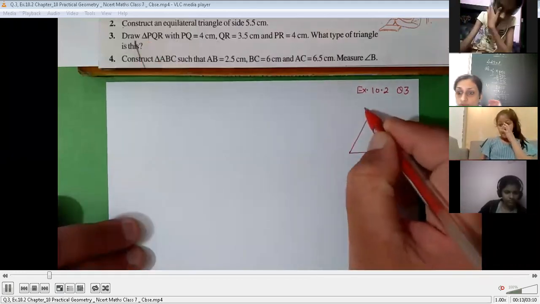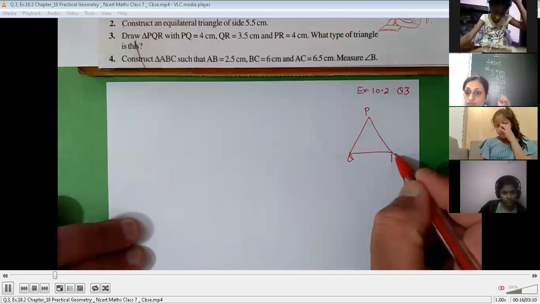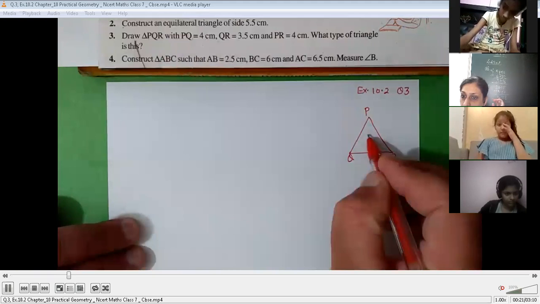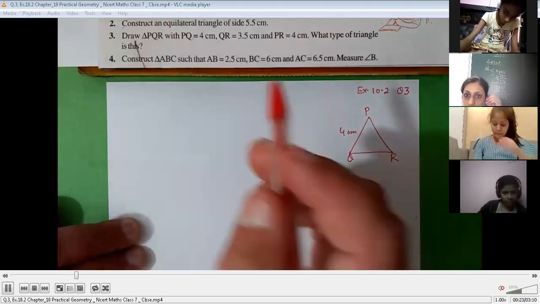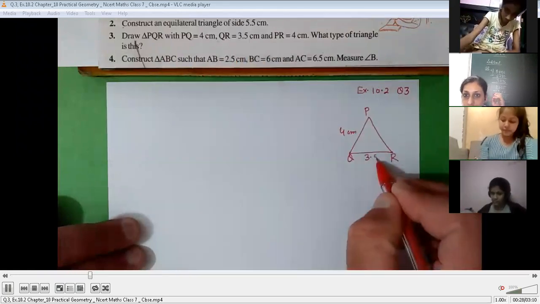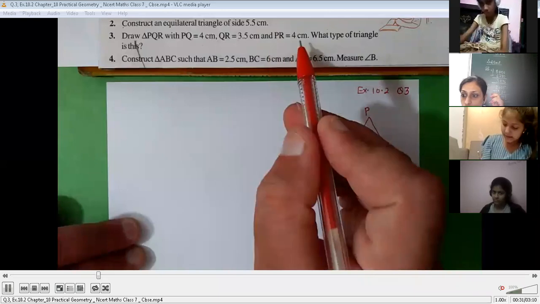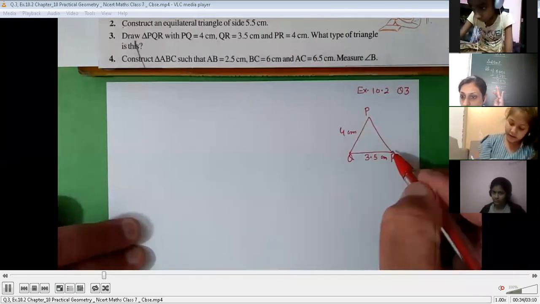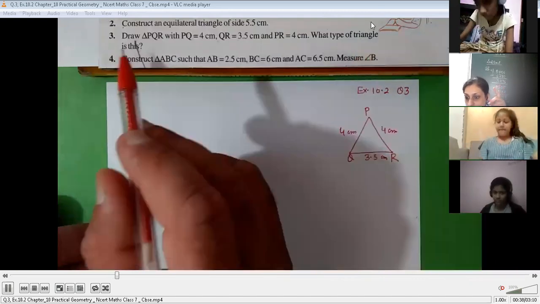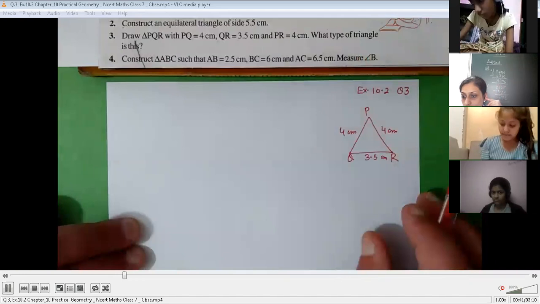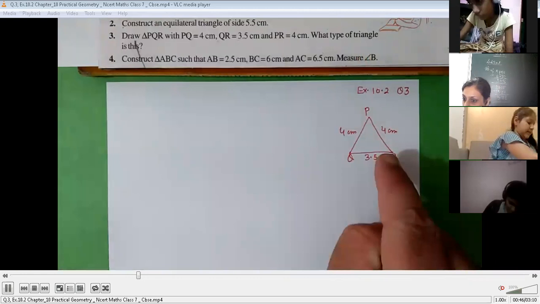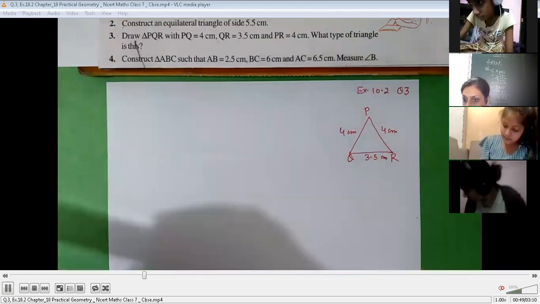Now we have to draw a triangle PQR, and the PQ side is given as how much? 4 centimeters. So we'll take this PQ side as 4 centimeters. QR is given as 3.5 centimeters. And PR is given how much? 4 centimeters again. So this is an isosceles triangle, because two sides are equal and one side is unequal. So the type of triangle is isosceles over here. Okay, we'll be writing isosceles triangle.